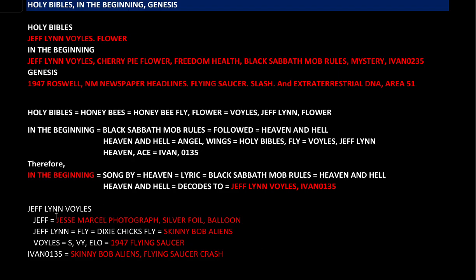Jeff Lynn Voiles, Jeff Eagles, Jesse Marcel photographs, silver foil balloon. Jeff Lynn translates to contains fly, which references Dixie Chicks Fly. That in turn, as I've explained in other videos, translates to Skinny Bob Aliens. Voiles translates to 1947 Flying Saucer. So my name translates to the occupants, Skinny Bob Aliens, the Flying Saucer, the craft, 1947 Flying Saucer.